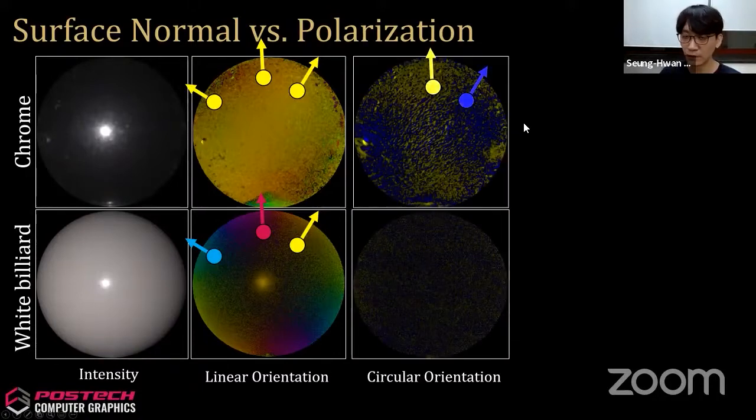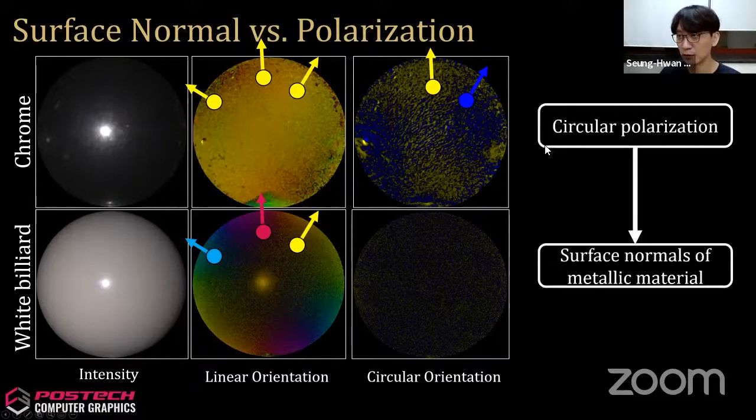What we found out here additionally is that for this metallic chrome material, circular polarization's orientation actually encodes some information about the surface normal on this metallic material. This new insight gives a hint that it might be possible to extract surface normals of metallic material by analyzing circular polarization.